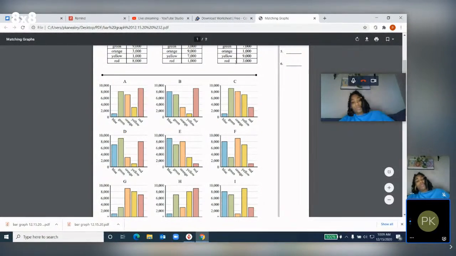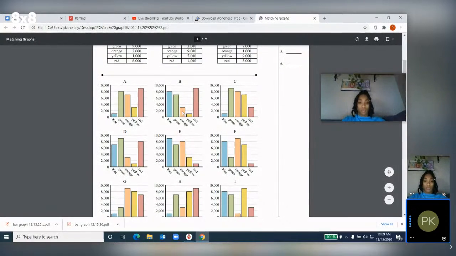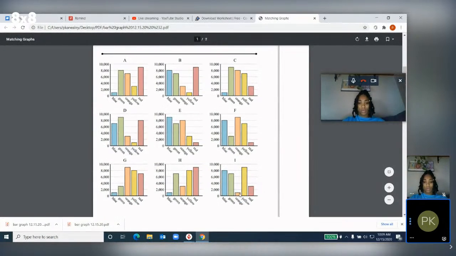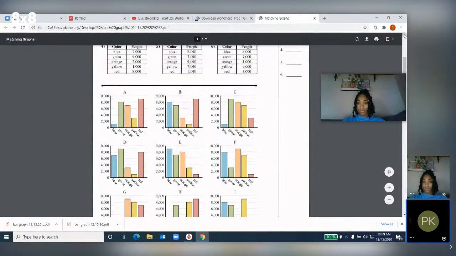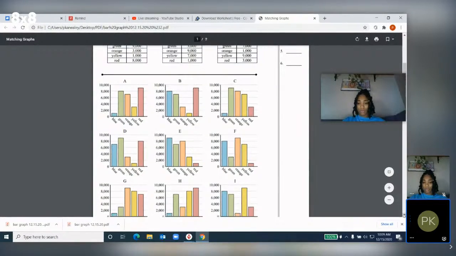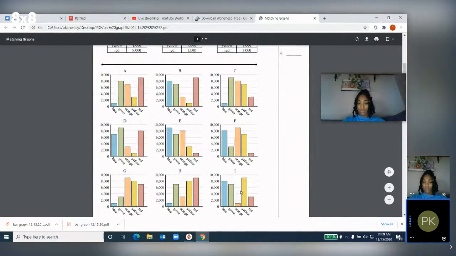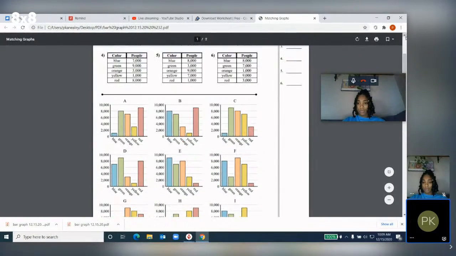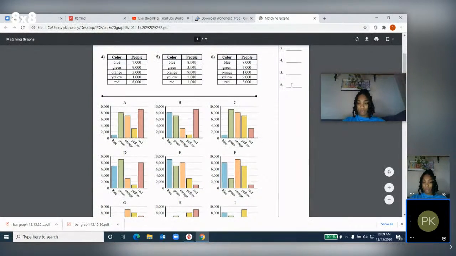Orange is 1,000. So in this one, in B, orange looks like it's almost 3,000. So let's go down to I. There it is. Orange is only 1,000. Okay, so we basically know it's going to be graph I. And if you want to just double check, then we'll go down to yellow is 9,000. So we look at graph I. Yep, yellow is 9,000 and red is 3,000. So we know then for number 6, it's going to be graph I.